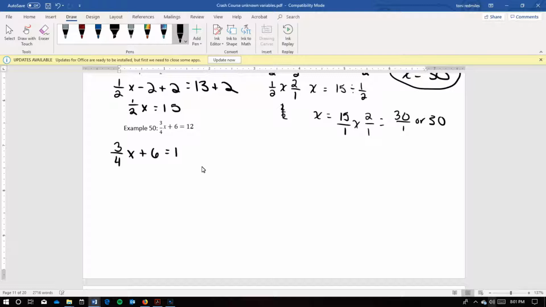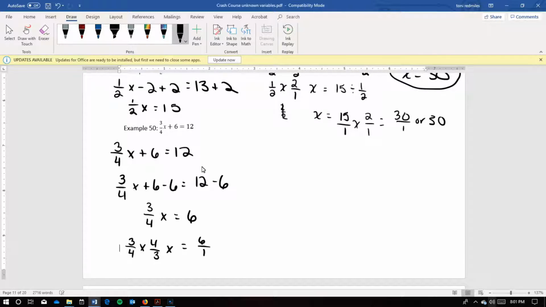All right. So the first thing I see is I need to subtract 6 from both sides. Let's go ahead and get rid of that. Don't want to deal with it with my fraction. So I have 3/4 x equals 6. Okay, I'm going to skip right to keep, change, flip. So keep the first fraction, change the division to multiplication, flip, and do that on the second side as well.